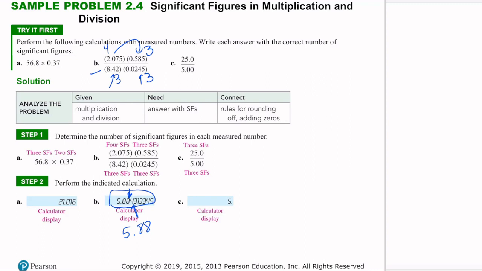Problem C says divide 25.0 by 5.00. Each of these numbers has three significant figures, and therefore we're going to be limited to three significant figures in our final calculation. If we put 25.0 into the calculator and we divide by 5.00, the calculator displays 5. Now, we need three significant figures, and we have an implied decimal point after the 5, so we just add two zeros to give us the final three significant figures that we need.